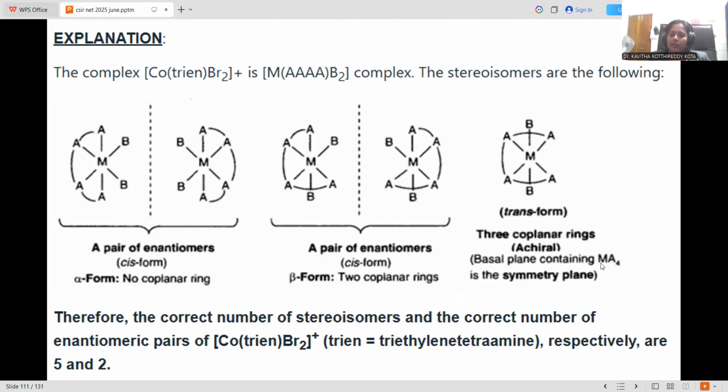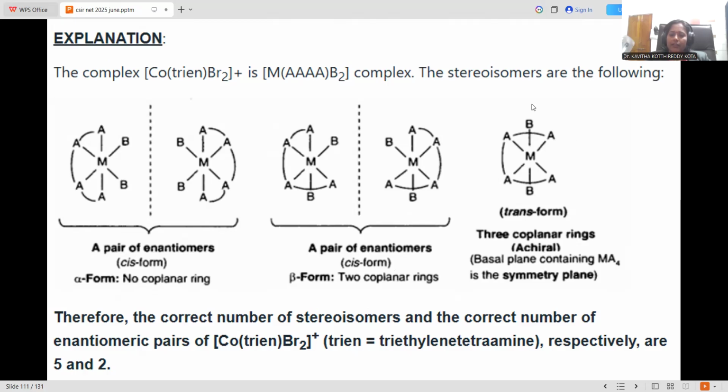Based on the plane containing MA4, there is symmetry in the plane. So here, for symmetry operations performed within the compound, you can simply bisect the molecule from this, which we can say is the horizontal plane. So symmetry elements are perfectly present. Simply, you can make two identical halves with this. That's the reason why it will be achiral.